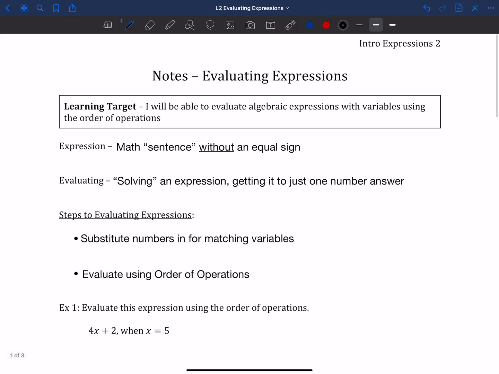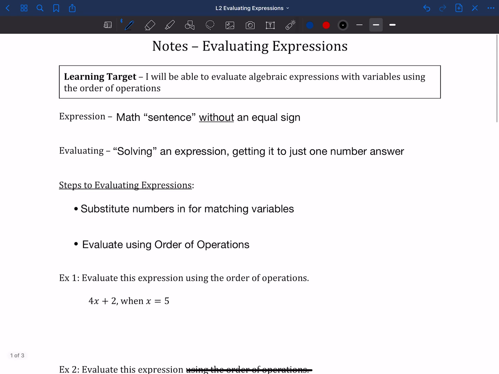Alright, so for our second lesson this year, we're going to talk about how to evaluate expressions. Last time we talked a little bit about order of operations and how to simplify them down. Evaluating is basically not that different, it's just one step further. These definitions right up at the top, we've already talked about those.